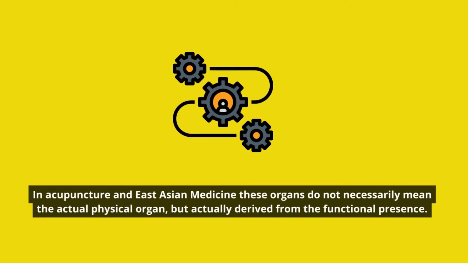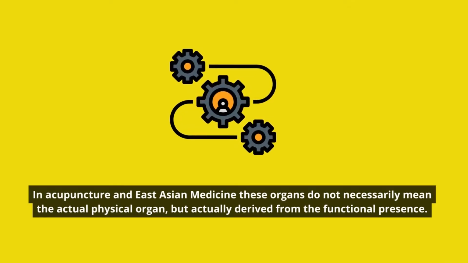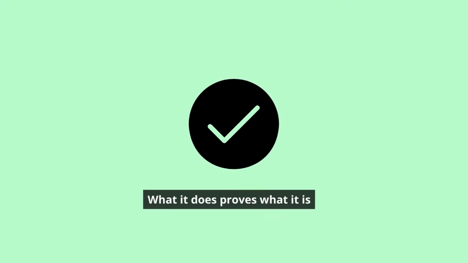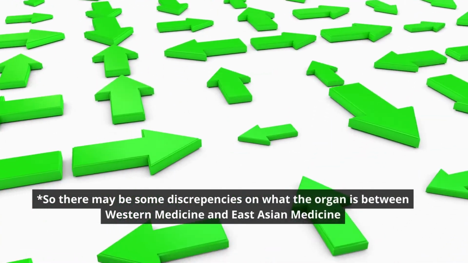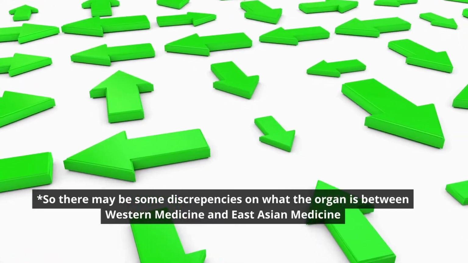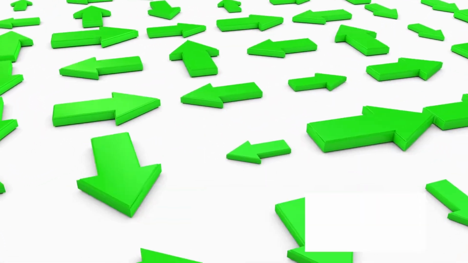In acupuncture and East Asian medicine, these organs do not necessarily mean the actual physical organ, but actually derive from the functional presence. What it does proves what it is. So there may be some discrepancies on what the organ is between Western medicine and East Asian medicine.